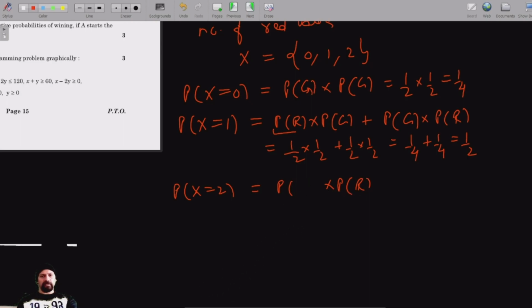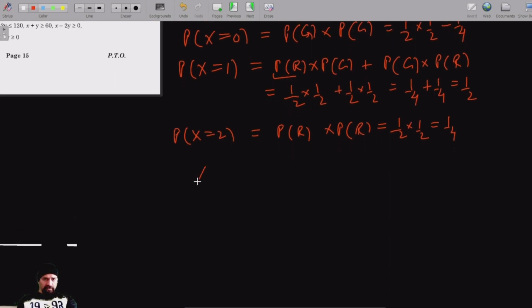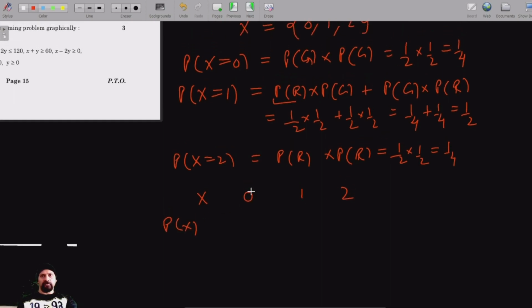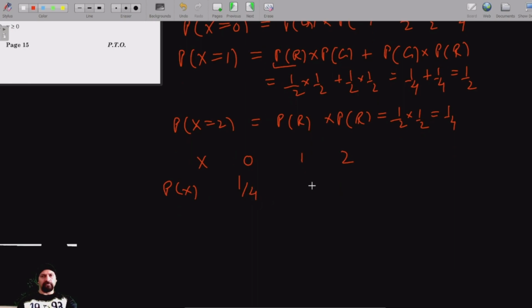So this is red. So both of them are red, and the probability of red is half into half, which is equal to 1 by 4. Okay, now our random variable was 0, 1, and 2, and their respective probabilities. Probability of 0 was 1 by 4, probability of 1 was half, and probability of 2 red balls is 1 by 4.